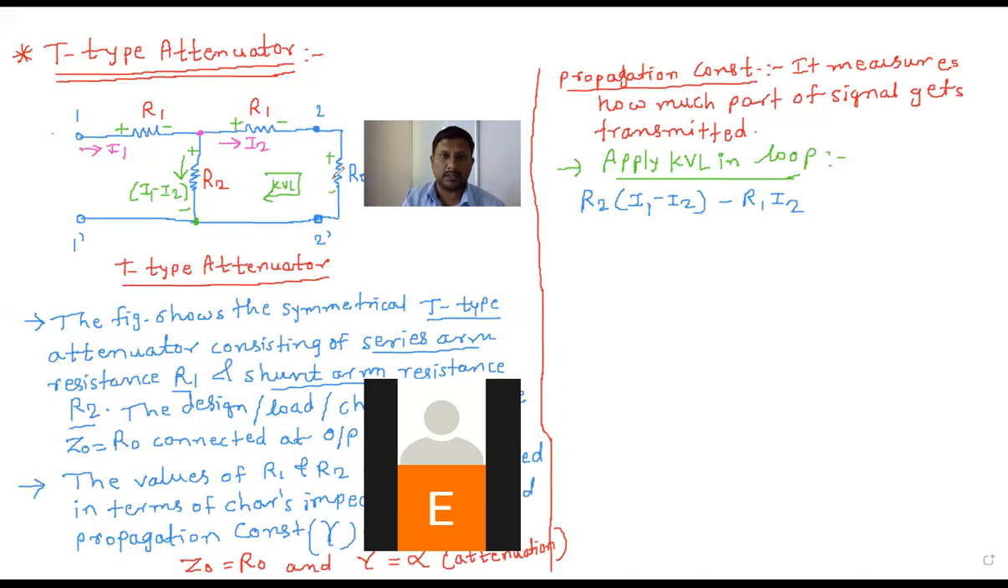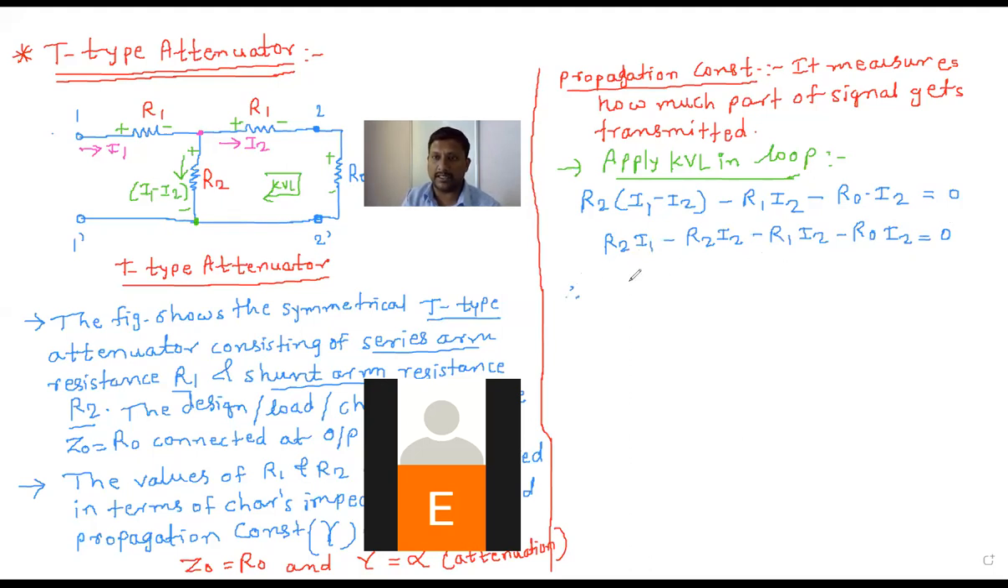Next, come to here. Plus to minus is there. That's why minus R0 into I2 is equal to what? 0. Now solve this bracket. R2 into I1 minus R2 into I2 minus R1 into I2 as it is, minus R0 into I2 as it is, equal to 0. Now I want to separate the I1 terms and the I2 terms.